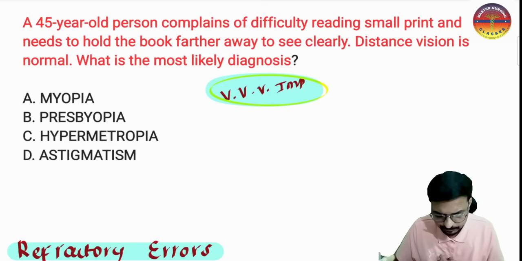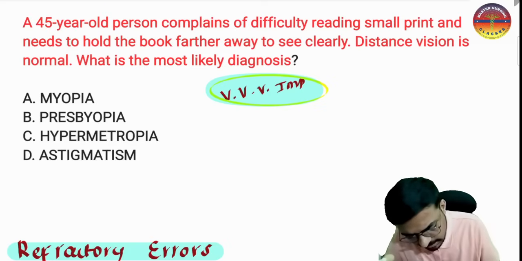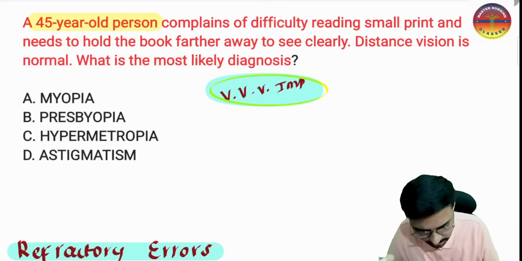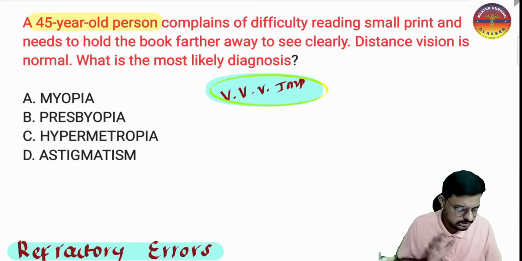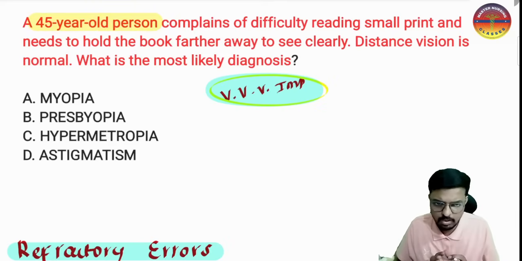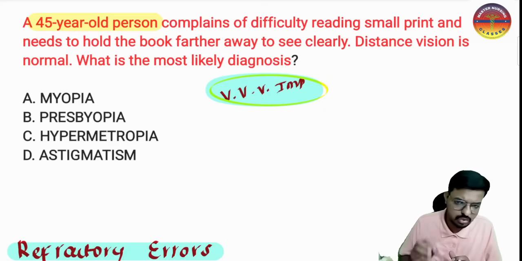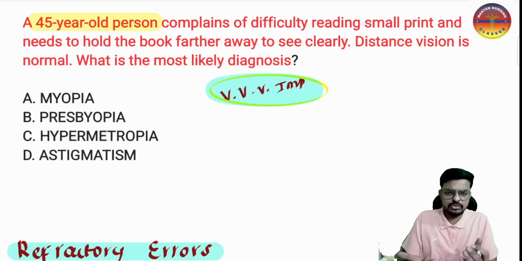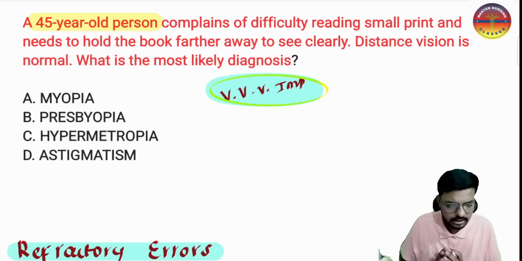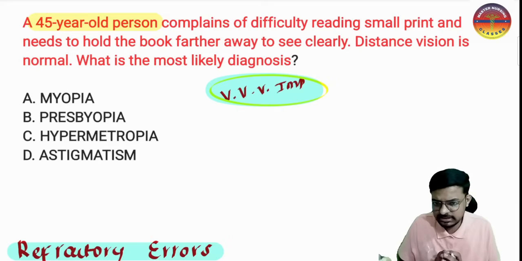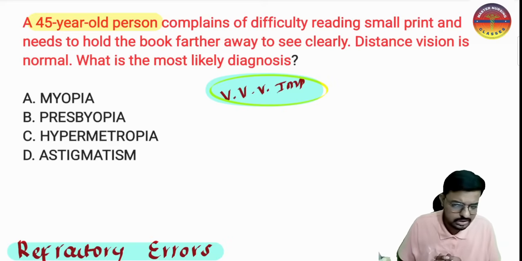What we have is a 45-year-old person. So the age of the patient is more than 40. The patient is complaining of difficulty in reading the small print and needs to hold the book further away to see clearly. And distance vision is normal. What is the most likely diagnosis?